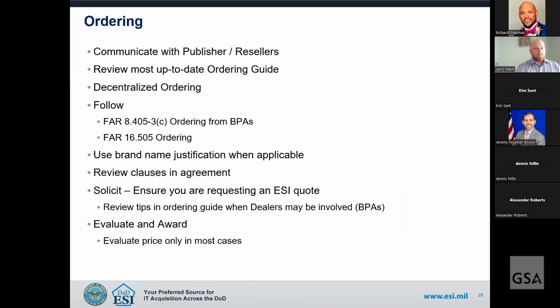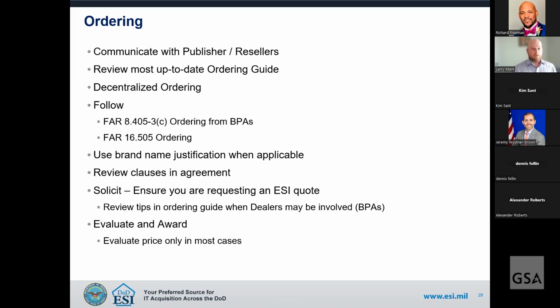So basic ordering: communicate with the publishers and resellers, and communicate early. Make sure you're going to be licensing it correctly. Licensing can be very complicated in some cases, so make sure you are communicating and getting licensed correctly. Review the most up-to-date ordering guide. I think I've hit that a couple times.